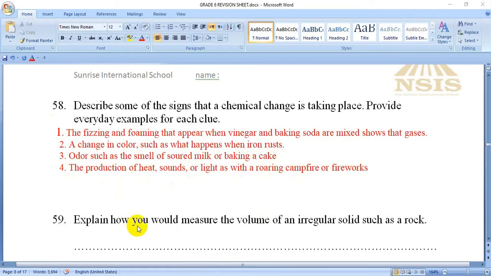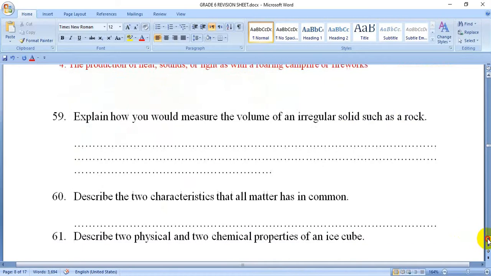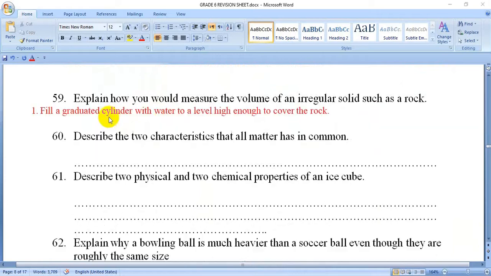Question 59. Explain how you would measure the volume of an irregular solid, such as a rock. As we know, a rock doesn't have a regular shape, so for anything that doesn't have a regular shape, what do we use to measure its volume? We use a graduated cylinder with water to a level high enough to cover the rock, and we call this volume 1, V1.